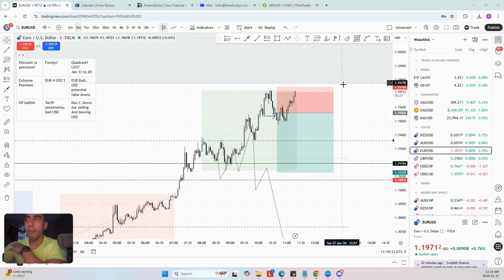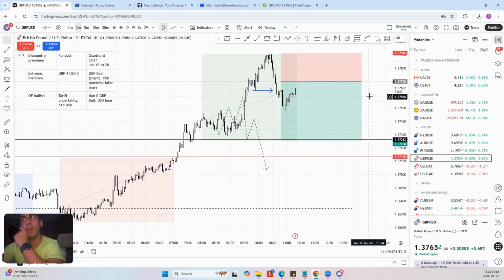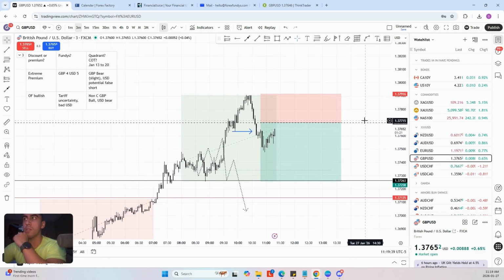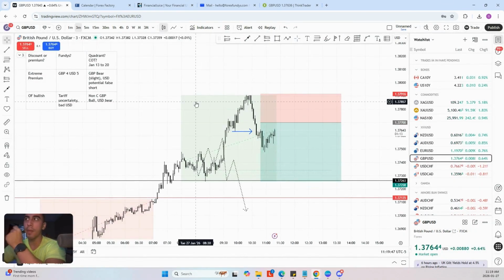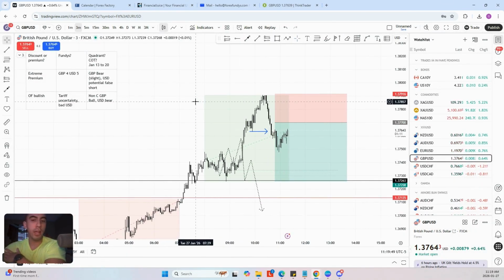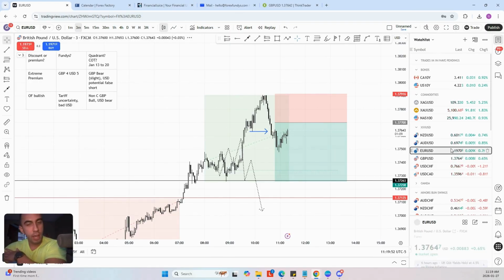Okay, just a little bit of an update on the Euro and the GBP stuff. So GBP right now would be heading towards the entry point that I had. I could delete this now because I'm not looking to get in. Like I said, rules are rules for a reason. 11 o'clock is my cutoff time.